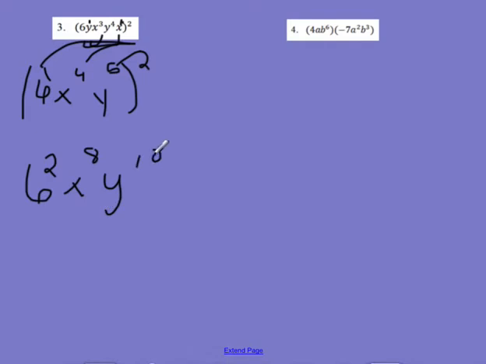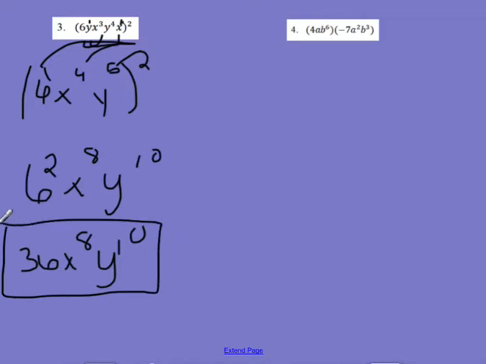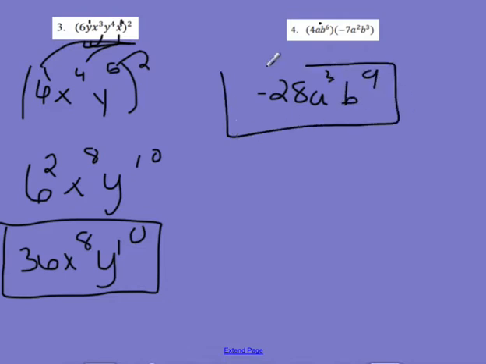Then 6 squared is the same as 6 times 6, which is going to give me 36, x to the 8th and y to the 10th. That's my final answer once I have everything simplified for number 3. Let's take a look now at number 4. For number 4, we're going to take 4 times negative 7, and that's going to give us negative 28. Then we have a to the 1st times a squared. You add those exponents and you get a to the 3rd. Then you have b to the 6th times b to the 3rd. Add those exponents and you get b to the 9th. So that's your final answer for number 4.